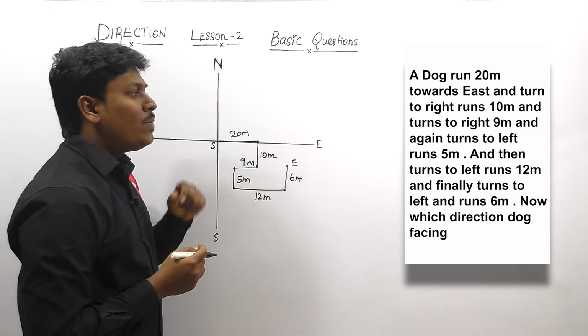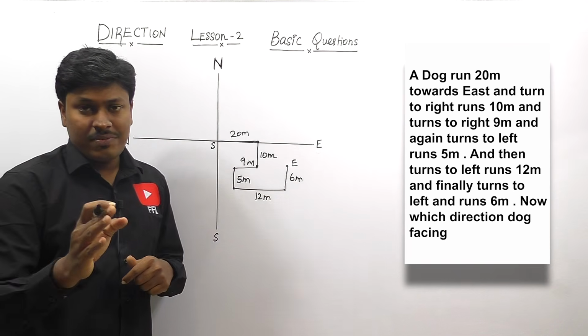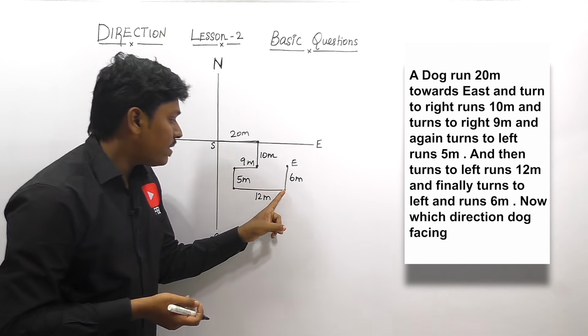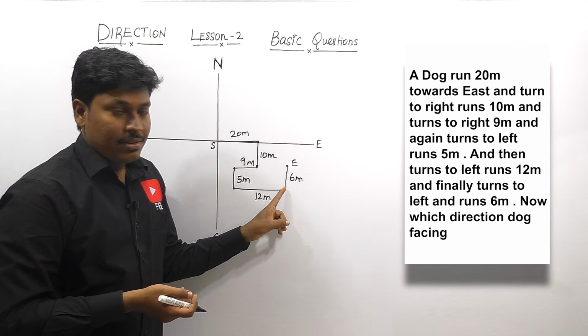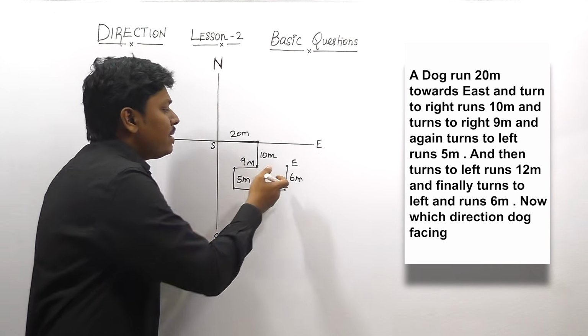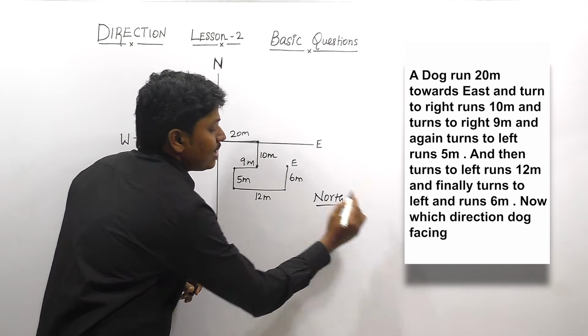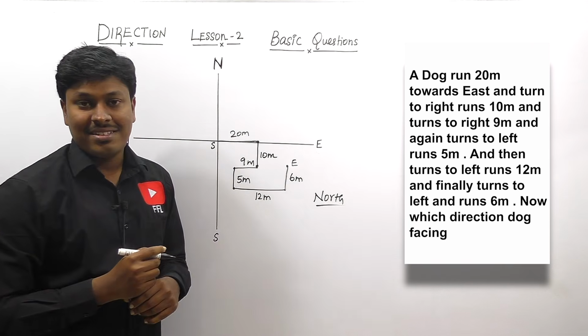What is the question? Now which direction is the dog facing? So friends, the question is, now in which direction is the dog facing? We can surely say that from this point the dog turns left and covers 6 meters. Now the dog should definitely be facing in the north direction. So the answer should be north. So finally the dog is facing the north direction.